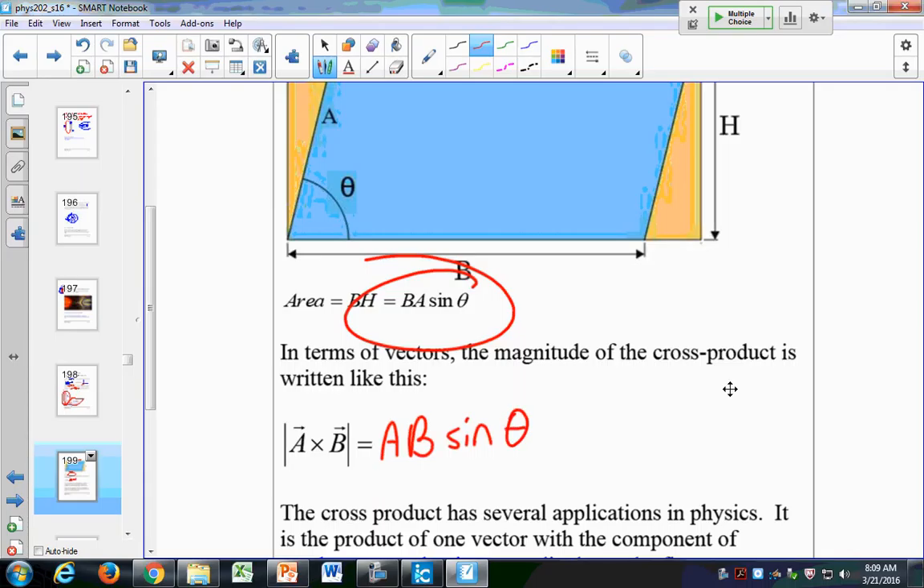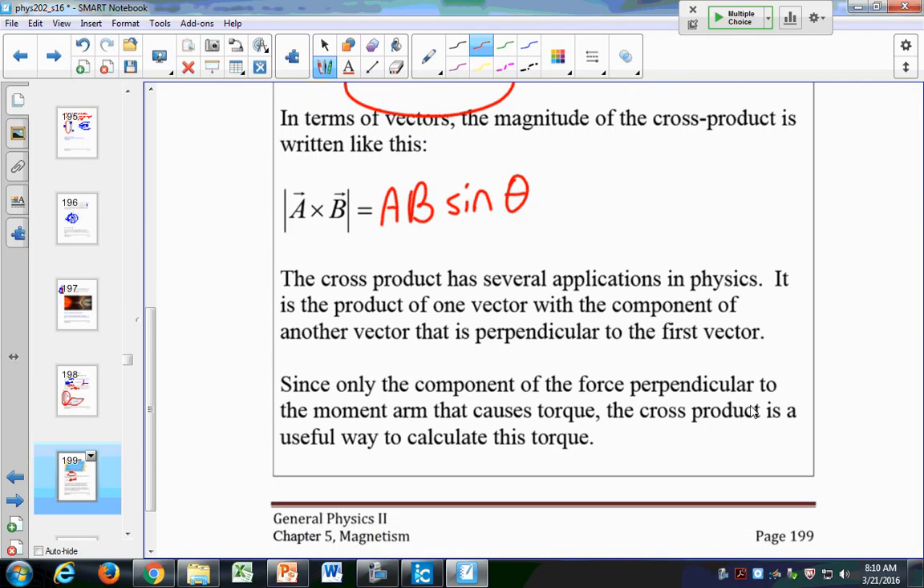If you remember the dot product, the purpose of the dot product was to take two vectors in the same direction and take the product of them. The purpose of the cross product is to take two vectors that are perpendicular to one another. Now we use the dot product for work because a force in the same direction as displacement creates work. But we'll use the cross product for torques, because we were looking for the force that was perpendicular to the moment arm. All right, so our cross product will take two vectors that are orthogonal to one another and take the product of them. So it's the product of one vector with the component of another vector that's perpendicular.